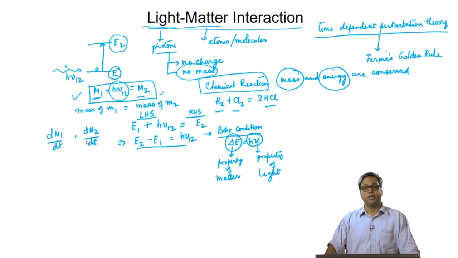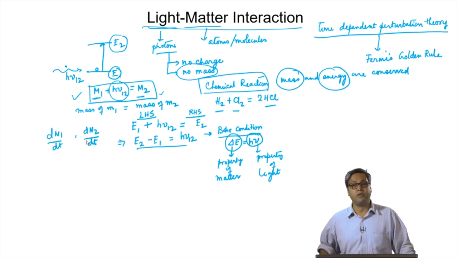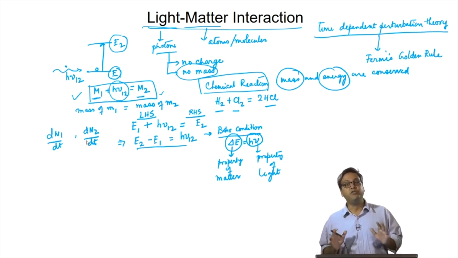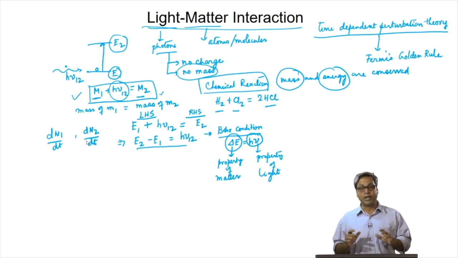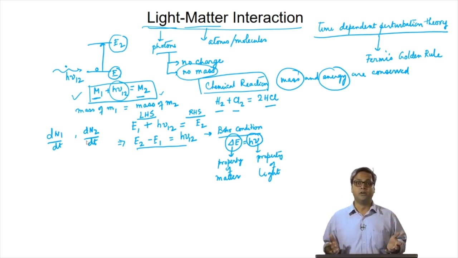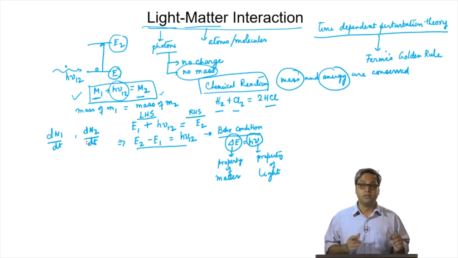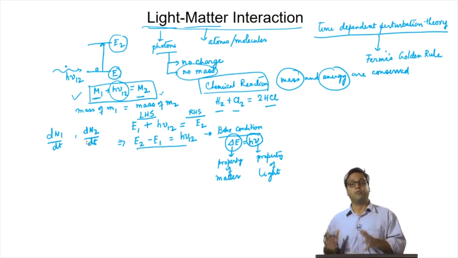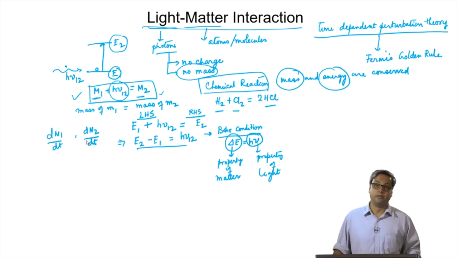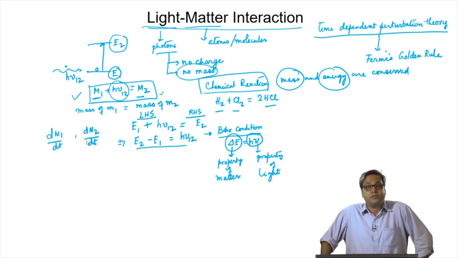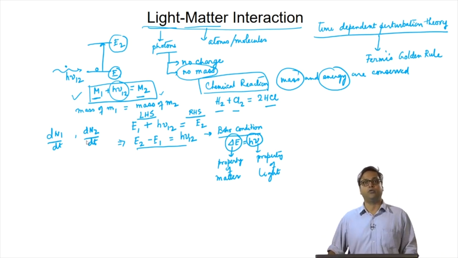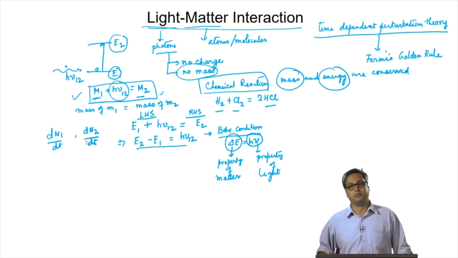However, now we will look from the perspective of light. This is the beauty of spectroscopy. One can either look into the process from the perspective of light or can look into the process from the perspective of matter. For example, when we are doing a spectroscopic experiment, we have to look from the point of view of light.